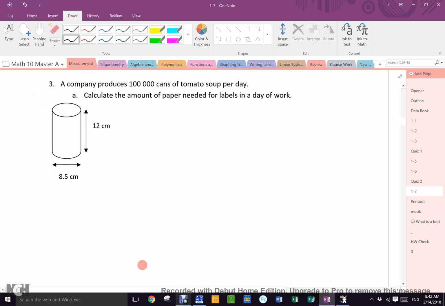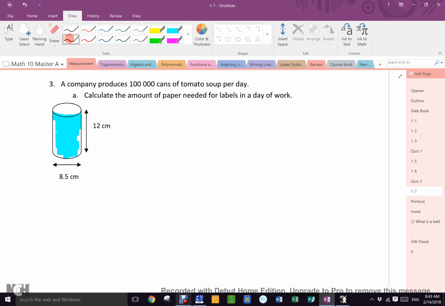How much paper do I need for a can of soup? Where's the paper go? Around the sides. Any paper go on the top and bottom? No. So, is this a volume or surface area question? Surface area. Which is the first thing I should do with every single geometry question? Decide what is being asked, surface area or volume, and then what? Same thing we did yesterday, every time we started a surface area question. What should I do?